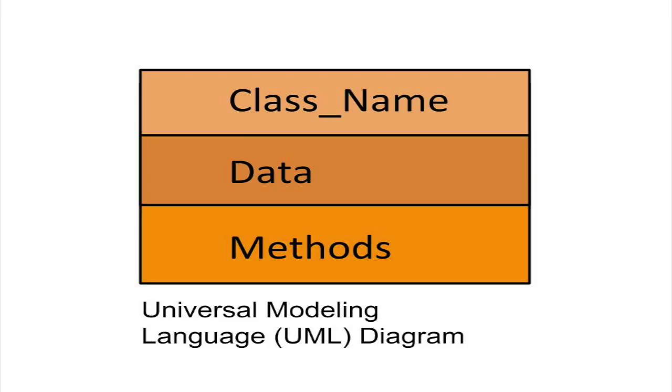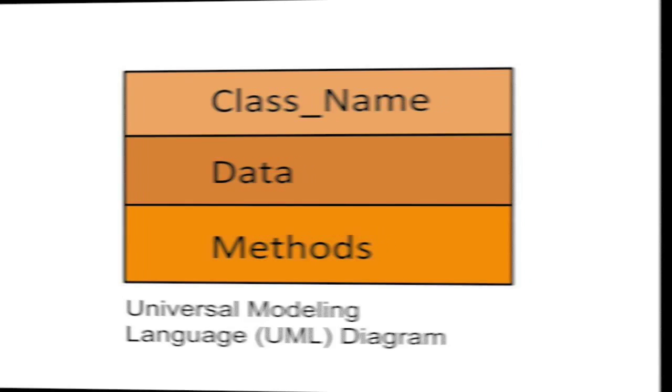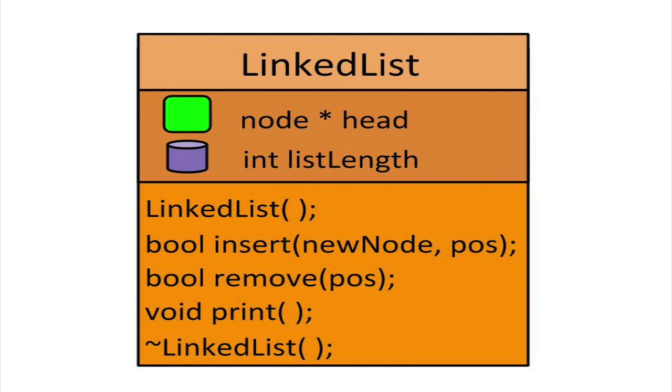In designing a linked list class, it's helpful to use a UML diagram. We will specify the data members and methods for the class. Let's create two data members, one for storing a reference to the linked list, and another for storing the length of the list.